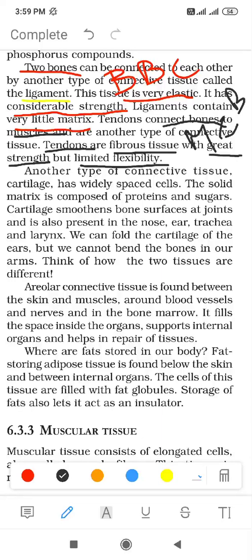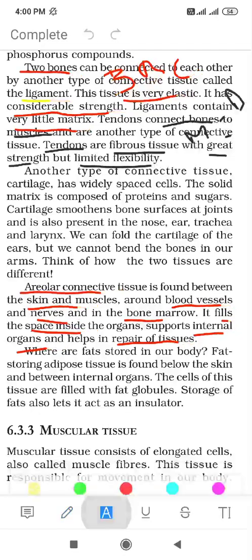Next, we are going to discuss another type of proper connective tissue, that is the areolar connective tissue. This actually helps in packaging and it is found between the skin and the muscles, around the blood vessels and the nerves, and in the bone marrow. As I said, it fills the space inside the organs. It supports the internal organs and it also helps in the repair of the tissues.